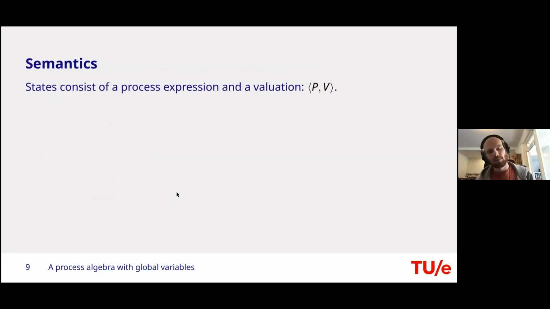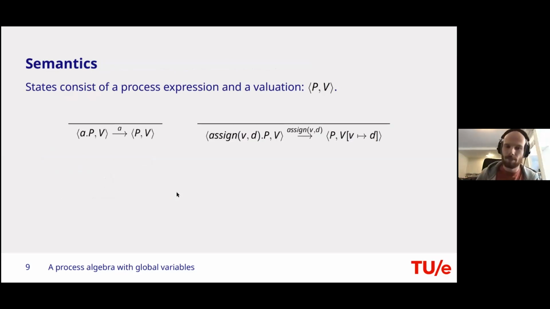So the first observation here is that states do not only contain a process expression, but also a valuation. So this is simply a mapping from the set of variables to the data domain. And if we have an assign action, then this mapping is updated. Simple as that. So this notation on the right is the mapping V, where v, the small v, is updated to the new value d.